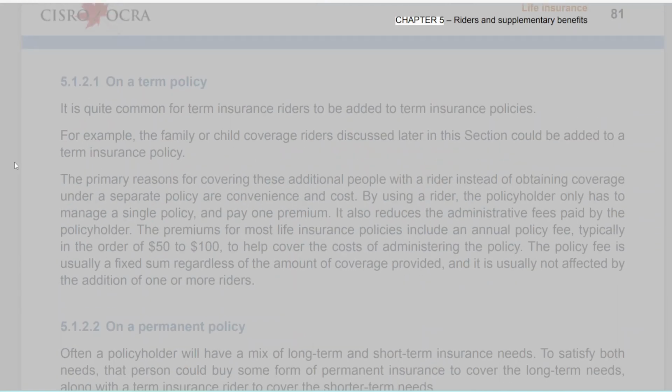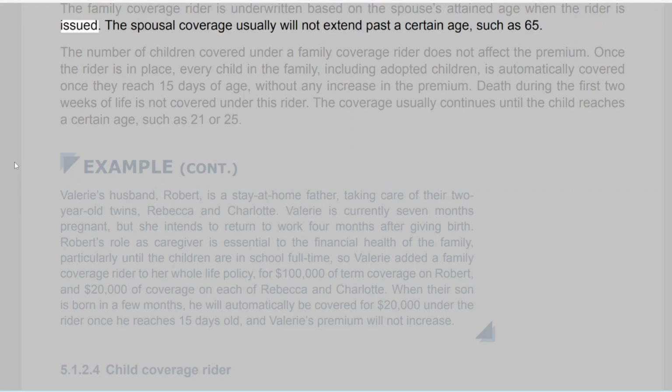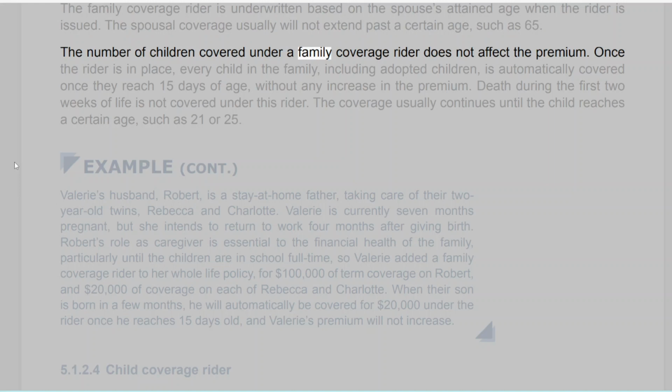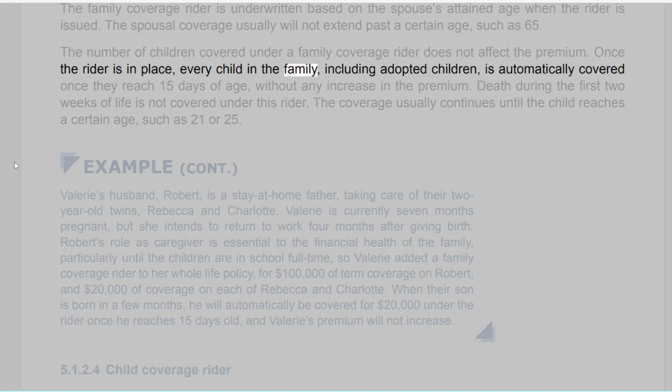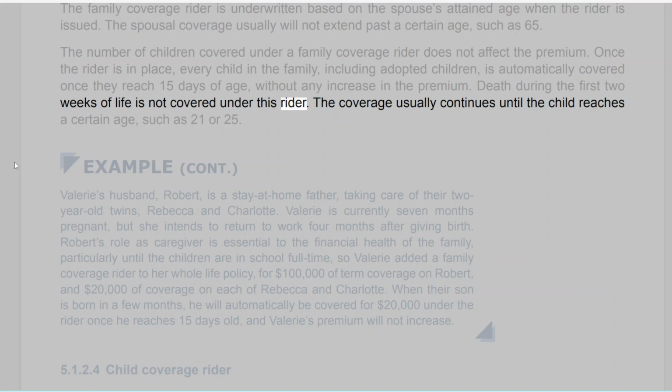Life Insurance 81, Chapter 5, Riders and Supplementary Benefits. The family coverage rider is underwritten based on the spouse's attained age when the rider is issued. The spousal coverage usually will not extend past a certain age, such as 65. The number of children covered under a family coverage rider does not affect the premium. Once the rider is in place, every child in the family, including adopted children, is automatically covered once they reach 15 days of age, without any increase in the premium. Death during the first 2 weeks of life is not covered under this rider. The coverage usually continues until the child reaches a certain age, such as 21 or 25.